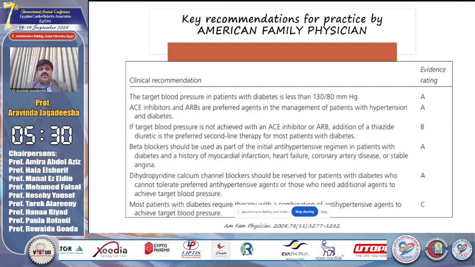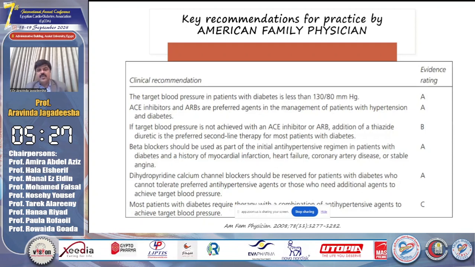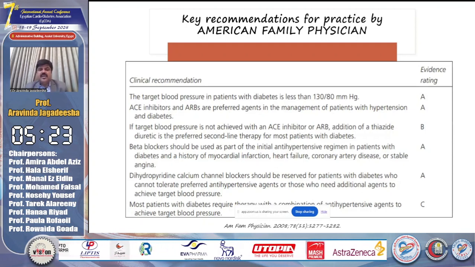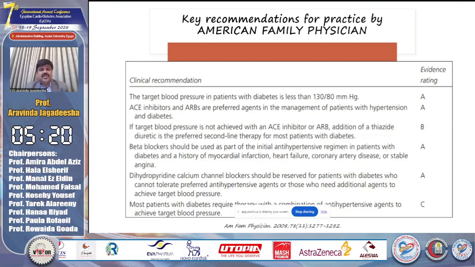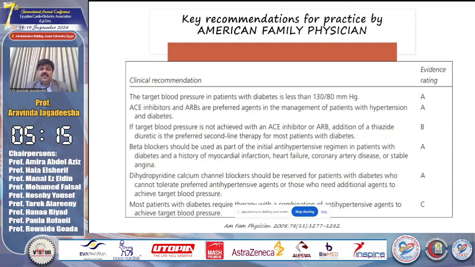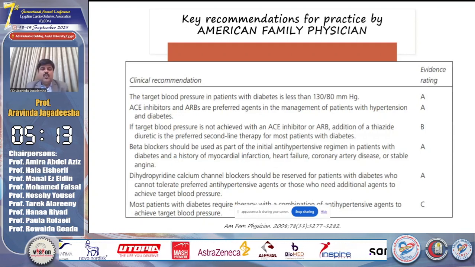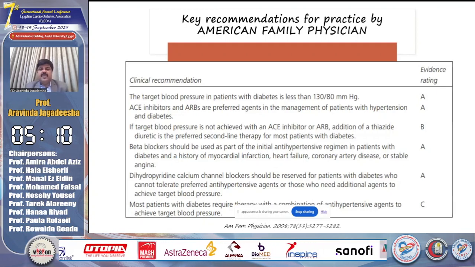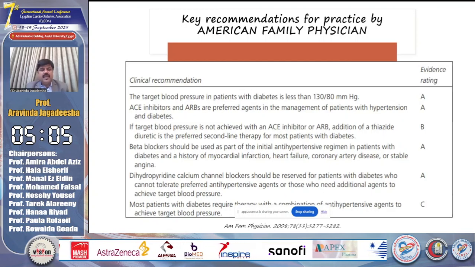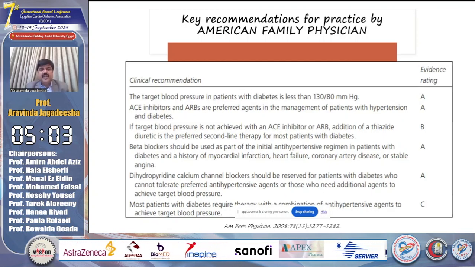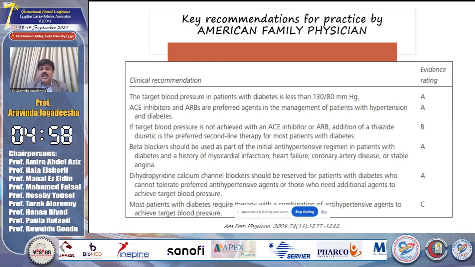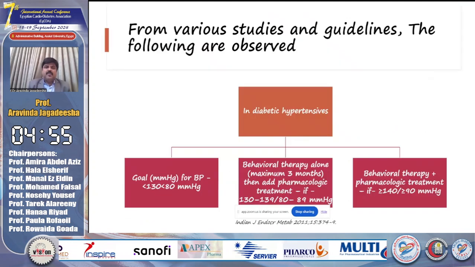Beta blockers should be used as a part of the initial antihypertensive regimen in patients with diabetes and a history of myocardial infarction, heart failure, coronary heart disease, or stable angina. Dihydropyridine calcium channel blockers should be reserved for patients with diabetes who cannot tolerate preferred antihypertensive agents or those who need additional agents to achieve target blood pressure. Most patients with diabetes require therapy with a combination of antihypertensive agents to achieve target blood pressure.